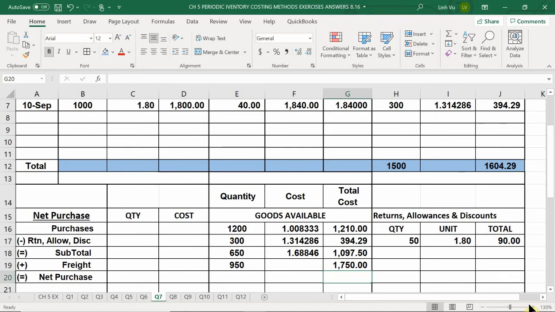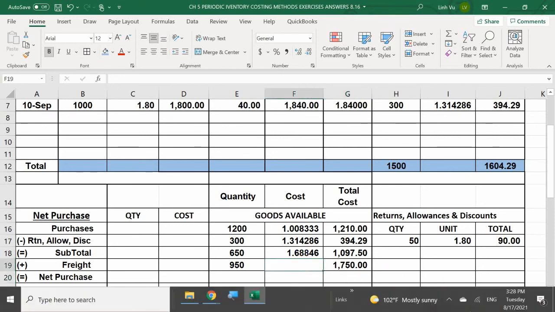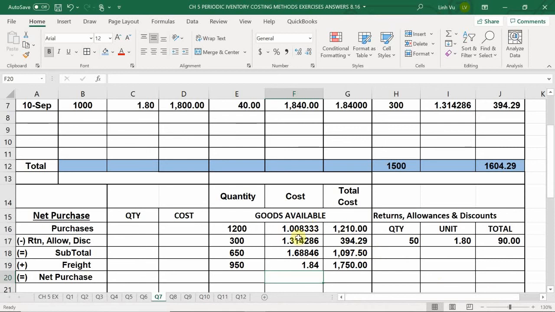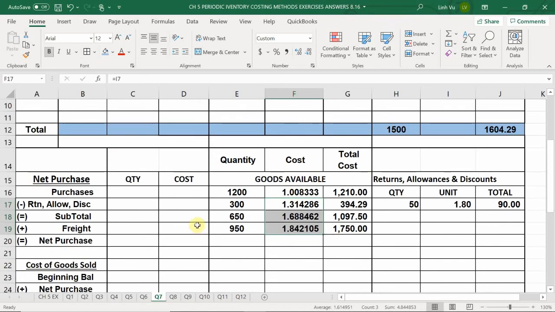Okay. So now that I have a new total cost and a new quantity, I need to resolve my cost per item because I have less in total and have less in quantity. So in this case, what is going to be my cost per item for this batch of inventory? 1.842105. Good.